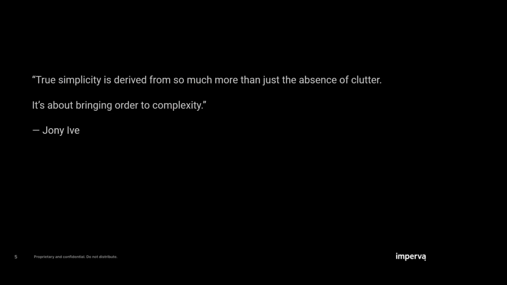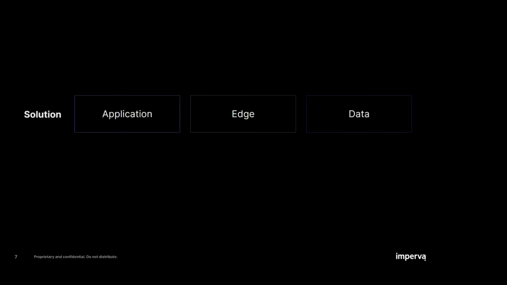I always like to start with a great quote by Johnny Ive, the designer of Apple, that said that true simplicity is derived from so much more than just the absence of clutter. It's about bringing order to complexity. And this is what we aim to do with the new navigation on our new UI. We released a new navigation model that contains 3 layers, where the first layer is the solution layer, and it contains the main 3 solutions that Imperva offers: application, edge, and data.